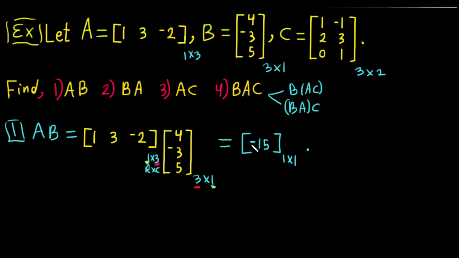I have finished this answer. Now we are doing the second question, which is B multiplied by A. B multiplied by A. B is this one. A is this one.